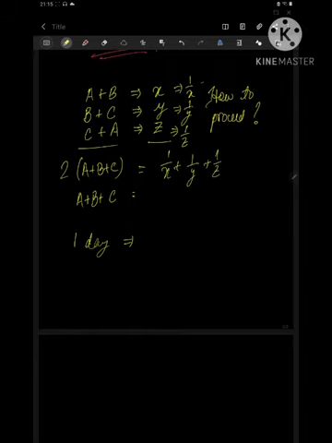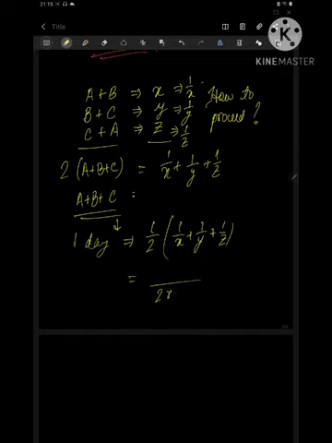So A plus B plus C in one day, they will complete how much of the work? They will complete half of 1 by x plus 1 by y plus 1 by z of the work, which is simply (xy plus yz plus xz) by 2xyz. So this is the amount of work they will complete in one day.